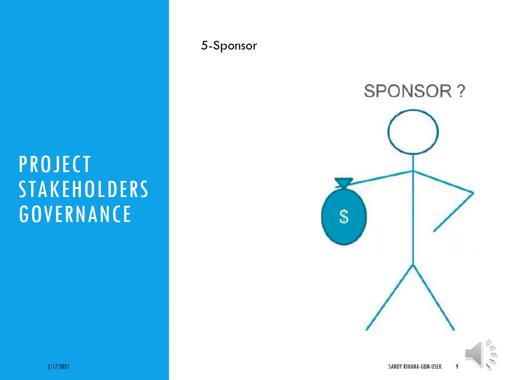The fifth stakeholder is the sponsor. The sponsor is the person who brings money to the table. So in general, we're talking here about the sponsor.